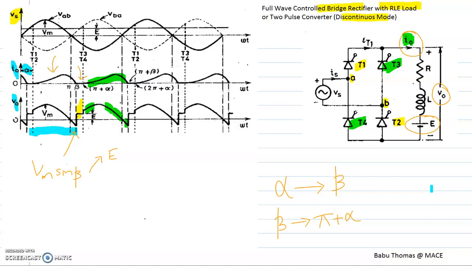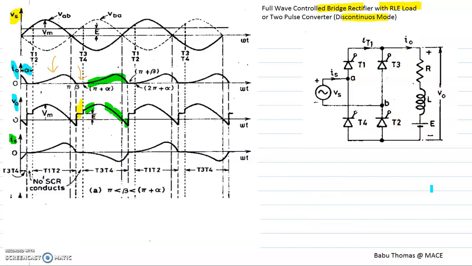So that sequence will be repeating throughout the entire waveform. Now we will see the thyristors which are conducting during each period of time. So here you can see that the thyristors T1 and T2 are conducting from the period of alpha to beta, and again from pi plus alpha to pi plus beta, the thyristors T3 and T4 are conducting.